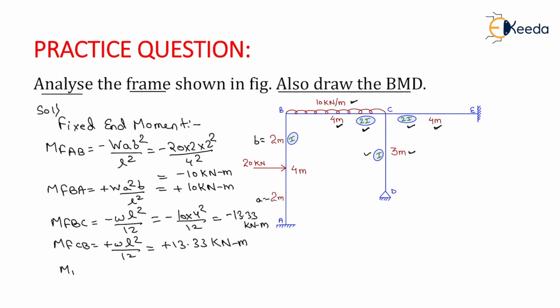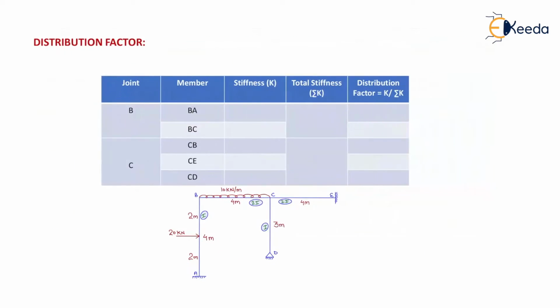Now, the fixed end moments of CE, EC, CD, and DC will be equal to 0 because there is no external loading. So the fixed end moment will be 0 kilonewton meter. Now, to distribute these moments, we need to find the distribution factors at joint B and joint C. For finding the distribution factor, first of all, we need to determine the stiffness values.